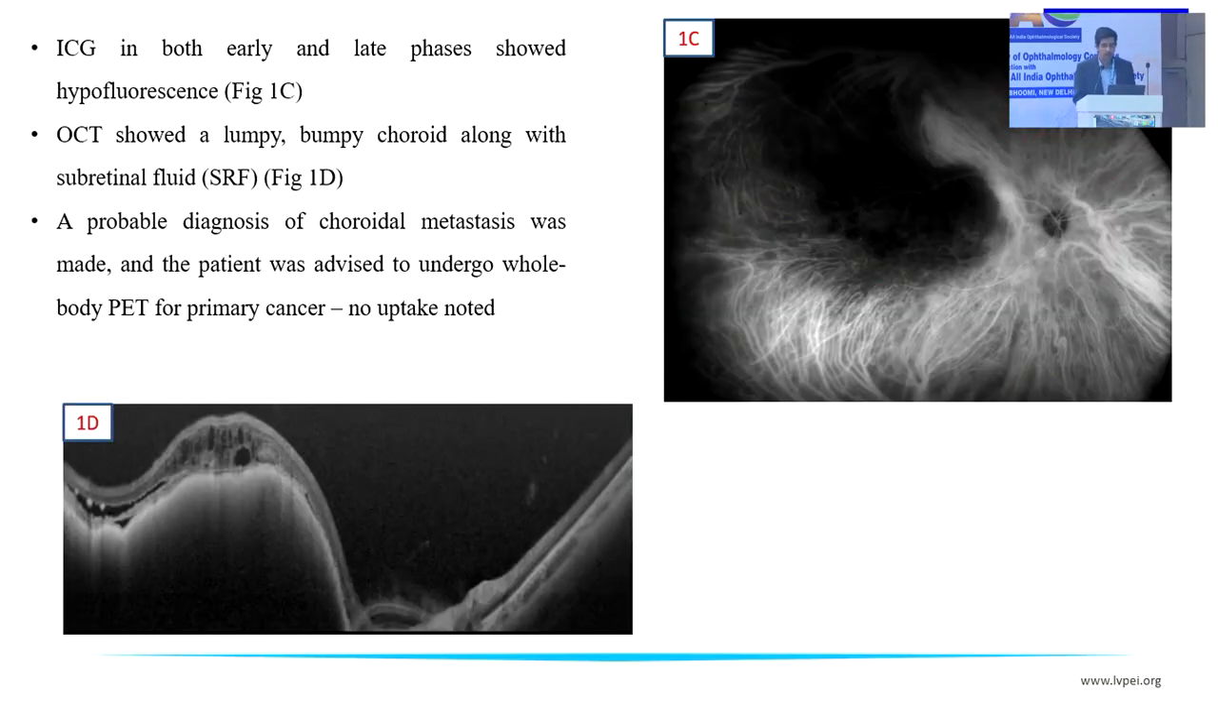In the ICGA, and FFA is not shown here, we can see hyperfluorescence in both the early and the late phases. The OCT very characteristically shows a lumpy bumpy choroid along with subretinal fluid and cystic cavities as well as intraretinal fluid. We can see compression of the outer retina. A probable diagnosis of choroidal metastasis was considered, and the patient was advised to undergo a whole body PET scan for detecting a primary cancer. However, no uptake was noted.